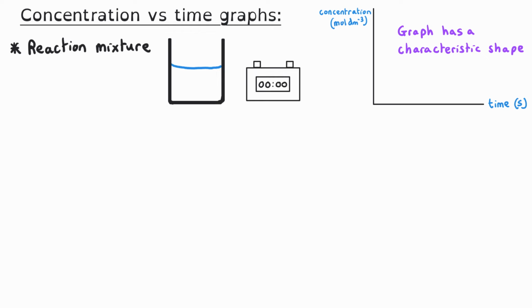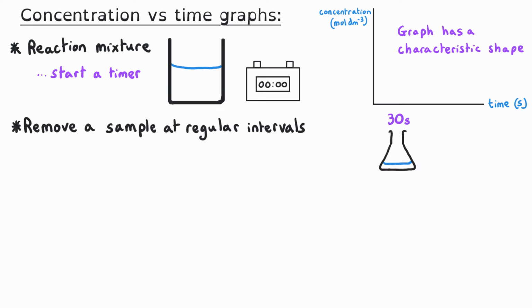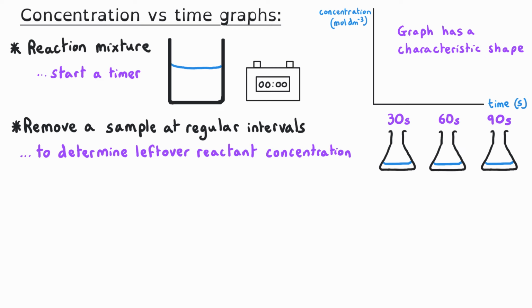To determine the concentration of reactant at a particular time, it's first necessary to set up the reaction mixture and start the reaction, and at the same time start a timer. And then, at regular time intervals, remove a sample from the main reaction mixture in order for you to be able to measure the leftover reactant concentration.